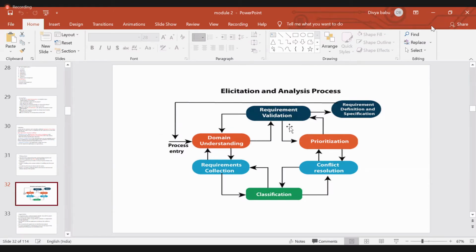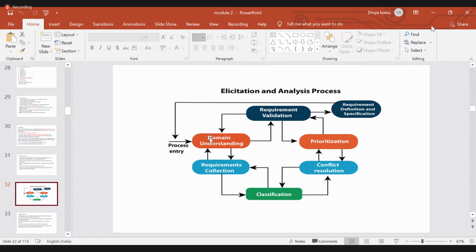And once you validate the requirements, you can go for a specification document or report. That is the output of that first part. And this one also is a cyclic thing. More and more process entries come, and you should understand the domain, go for the validation of the requirements, and define those requirements in the form of a document. Like that, it is a continuous process. That's why you can see there are so many arrows.